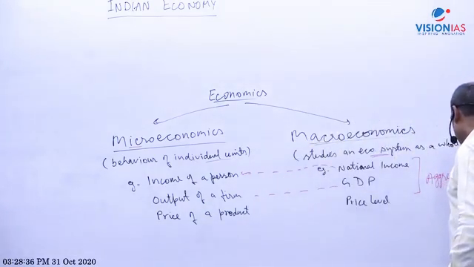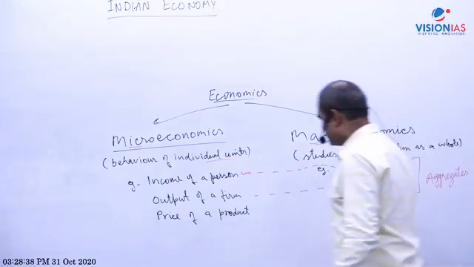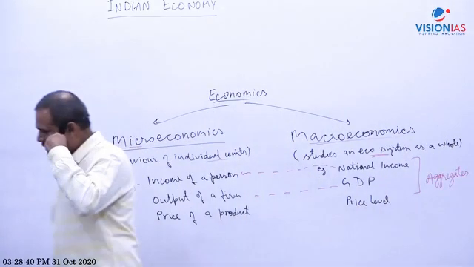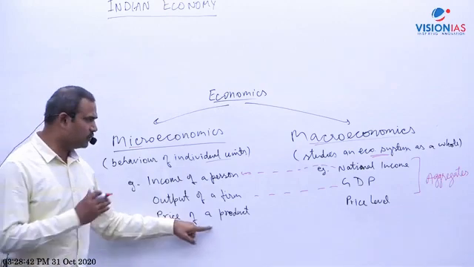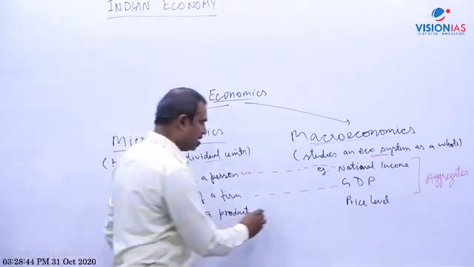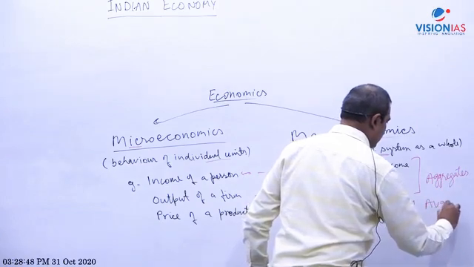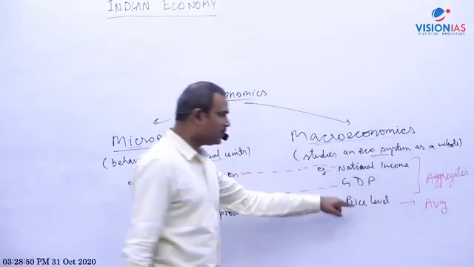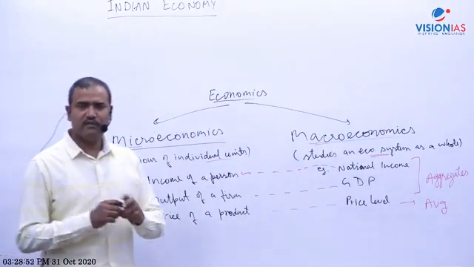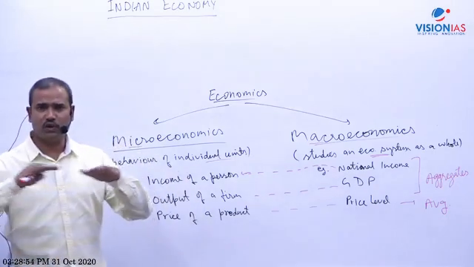Aggregate means total. These are aggregates. Achha, the other is this: here we study the price of a product, and here we study the price level. So price level is average prices. So this is the average. When we say price level, it means average prices in the economy, so overall in the country.